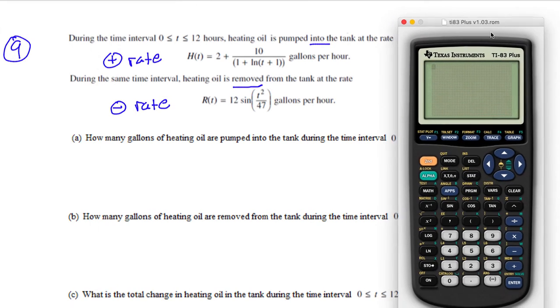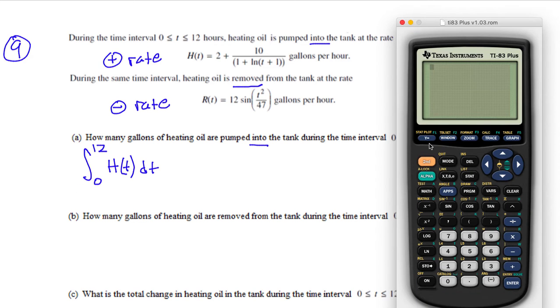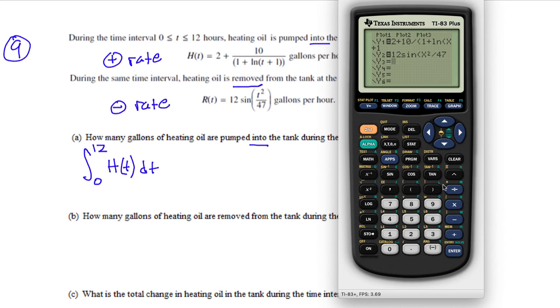And what is the question actually asking? So how many gallons are pumped into? So this is only asking the positive rate. If it's asking into, it's asking the integral of the capital H of t, the positive rate, dt. From where to where? From 0 to 12. So I come back up here. That was my y1 function. I guess I should really do my y3 function. I know I'll need it.